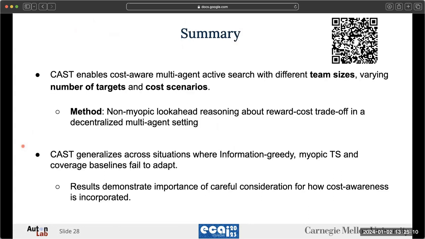So, to summarize, in our paper, we have proposed a cost-aware multi-agent active search algorithm in a decentralized and asynchronous setting. We show that look-ahead decision-making guided by Thompson sampling from the posterior belief, along with Pareto optimization over the multi-objective problems, helps CAST outperform competitive baselines from prior work.